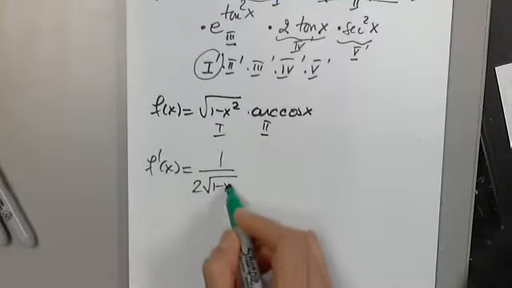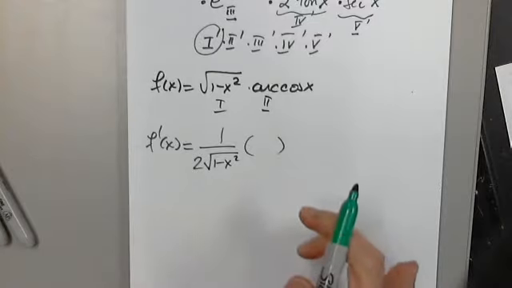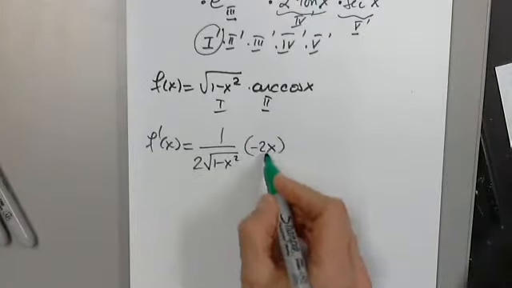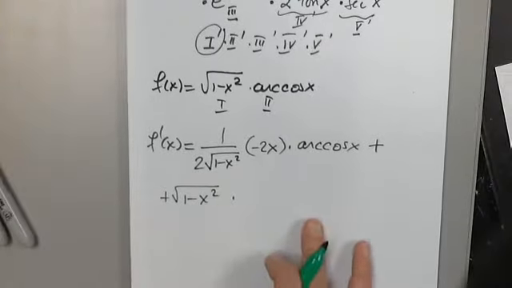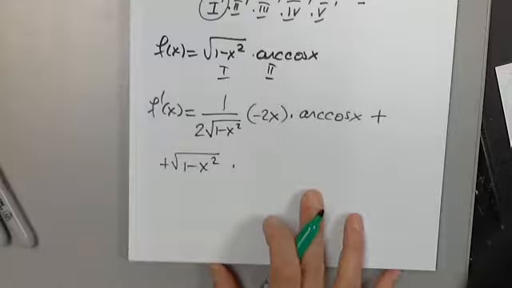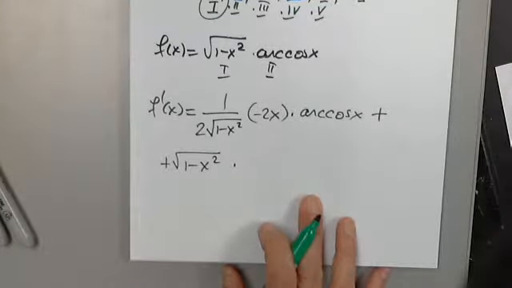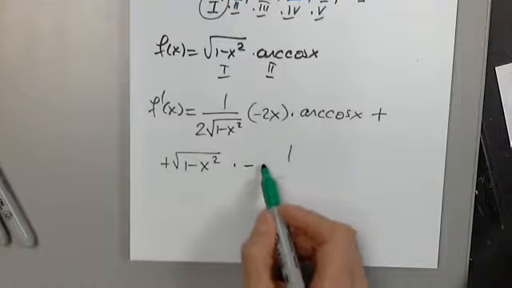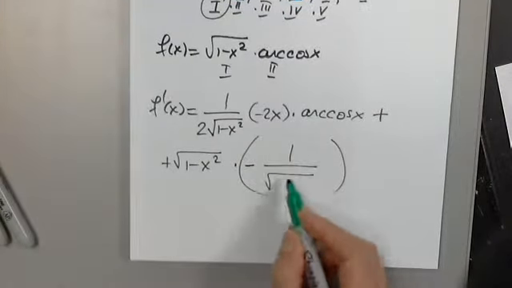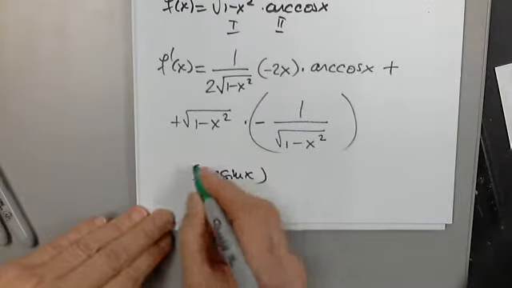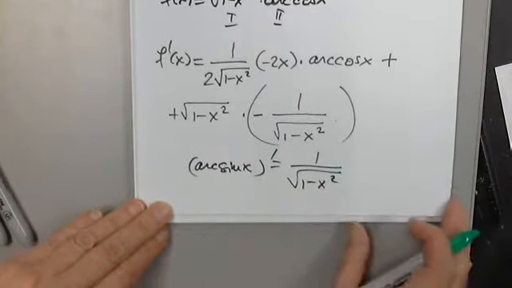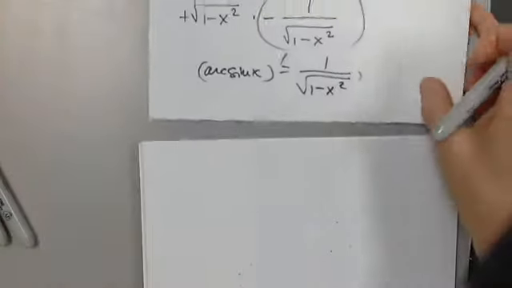Not yet. Negative 2x times arc cosine x, plus the square root of 1 minus x squared times, arc cosine and arc sine prime are the same except one of them is negative. Negative 1 over the square root of 1 minus x squared. So please remember, this is important. Arc sine x prime is 1 over the square root of 1 minus x squared. Arc cosine prime is the same but with minus in front.